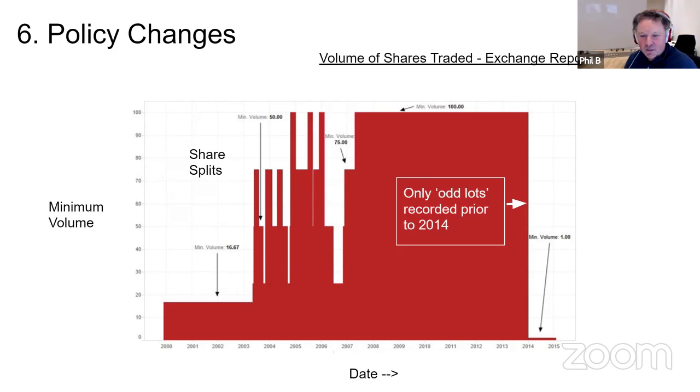And then in the middle bit, the minimum volume, you will see we've got how many shares you bought in the database, and there was never a value less than 100 until 2014, when the minimum volume was 1. So basically what happened was, if you ever bought less than 100 shares, they didn't record it. Then all of a sudden after 2014, it started being recorded. So prior to 2014, you're getting a biased sample, which is quite important.